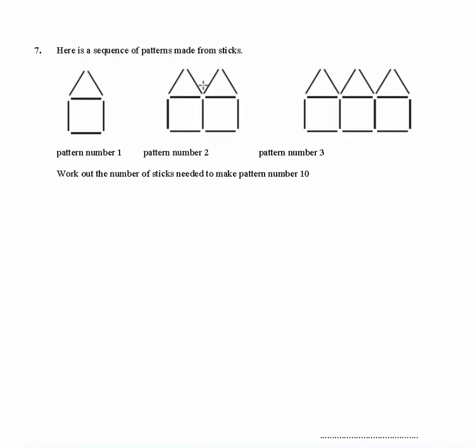Here is a pattern or sequence of patterns made from sticks. Work out the number of sticks needed to make pattern number 10. Well, work out what you're adding on each time. You're adding on the same amount and add that on to get to pattern number 10. Okay, you could do the nth term if you're feeling flash, and well done if you can do the nth term, but you're at pattern 3 here, and it won't take long to just add on the numbers carefully, making sure you don't make a mistake to pattern number 10.